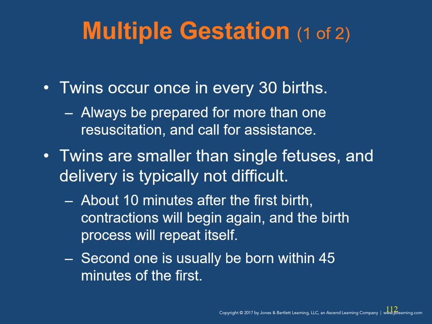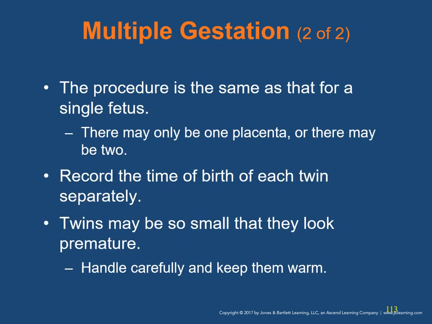Consider the possibility of twins any time the first newborn is small or the woman's abdomen remains fairly large and firm after birth. If twins are present, the second one is usually born within 45 minutes of the first. About 10 minutes after the first birth, contractions will begin again. The birth process will repeat itself. The procedure of delivering twins is the same as that for a single fetus.